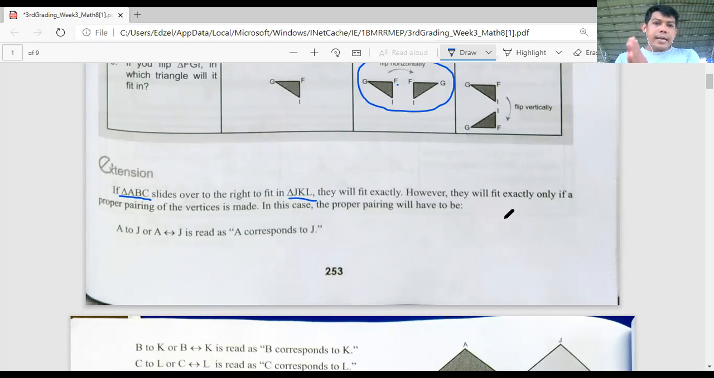However, they will fit exactly only if proper pairing of the vertices is made. So take note of the term proper pairing of the vertices. In this case, the proper pairing will have to be angle A to angle J. Take note of the symbol, as read, A corresponds to J.